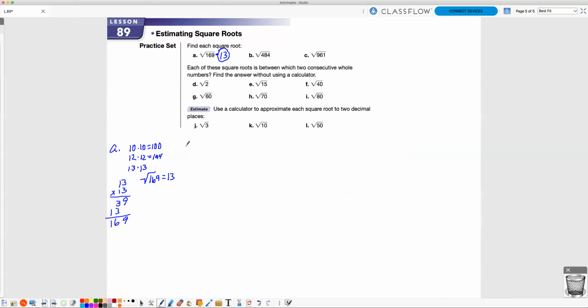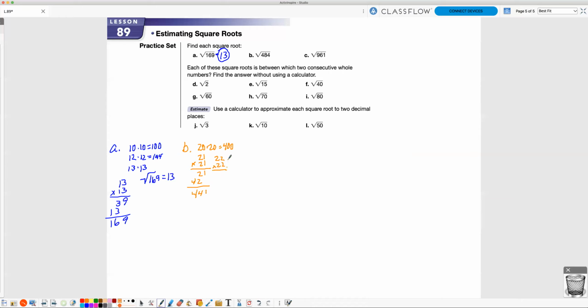484, the square root of it. So in order to do that, again, I'm going to look at a couple of things. I know that 20 times 20 equals 400, so it's going to be somewhere around that. I'm going to try 21 times 21. I'm going to multiply those out. I end up with 1 here. This would be 2. This would be 2. That would be 4. This ends up being 1, 4, and 4. That's not quite enough. So let's try 22 times 22.